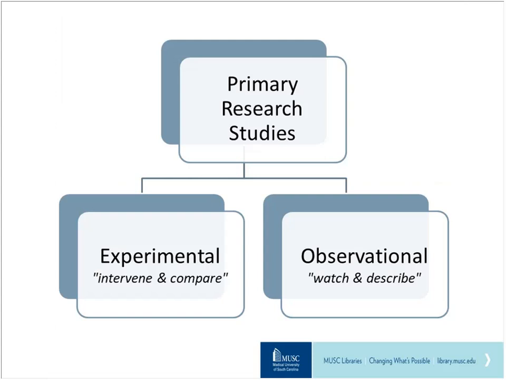So we are now to the point where we have our tool or we're thinking about a tool, and we need to know what kind of research we're looking at. Primary research studies really do divide into 2 very specific areas. Experimental studies, which are studies where you intervene in some way and then compare at least 2 groups to see what the difference was based on that intervention, and then observational studies where you really just watch and describe what happens or describe what already has happened.